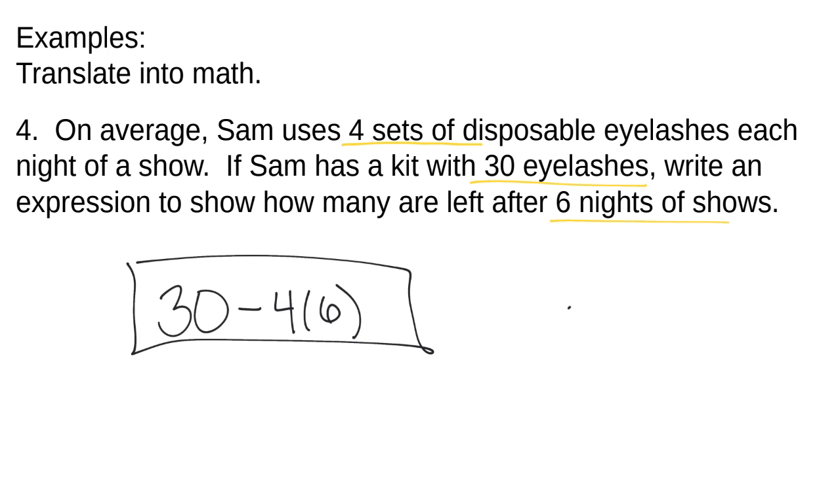If you wrote it as 30 minus 6 times 4, that's the same answer, because it doesn't matter when we're multiplying. You could also write it with, instead of parentheses, using a dot for multiplication. That's the same answer as well.